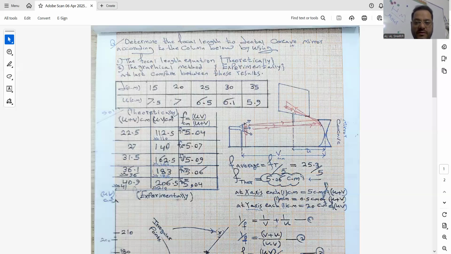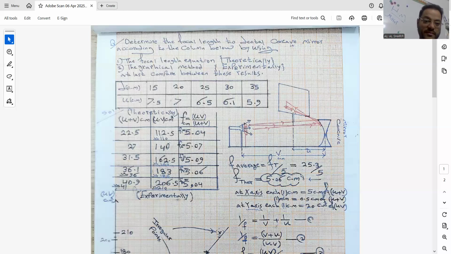Okay, this is important because I will use these two questions in your next exam. It's an important difference between the mirror experiment and the lens experiment.